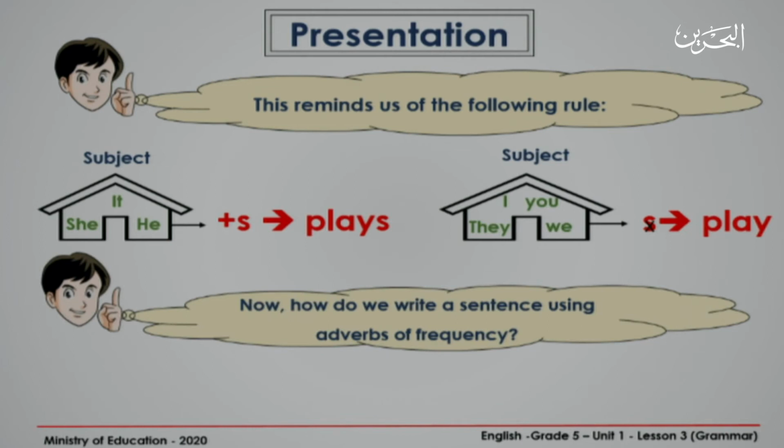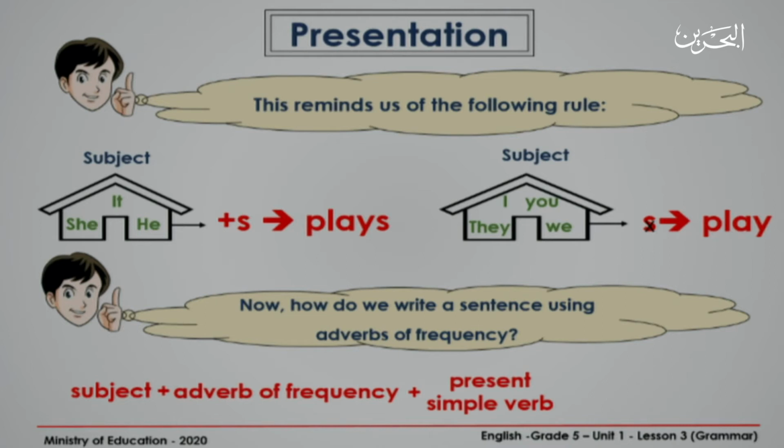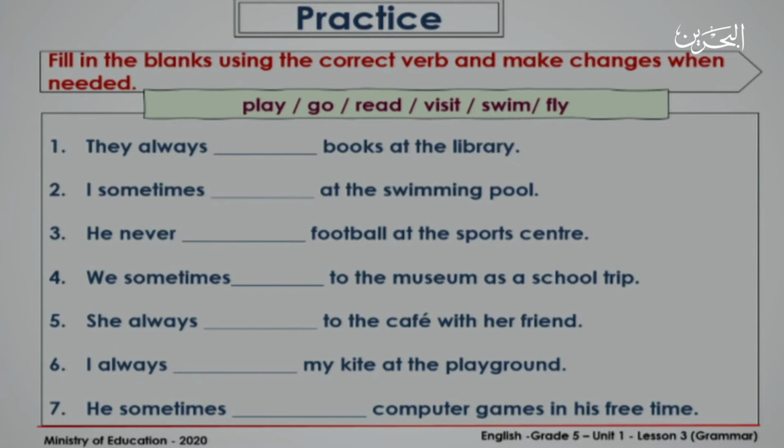Now, how do we write a sentence using adverbs of frequency? Do you remember the traffic lights? One more time. We start with the subject, excellent, and then the adverb of frequency. Now you know three adverbs of frequency. What are they? They are always, sometimes, and never. Excellent. Then you add the verb, and it should be in the present simple tense. And finally, you complete the sentence. Now let's start practicing.